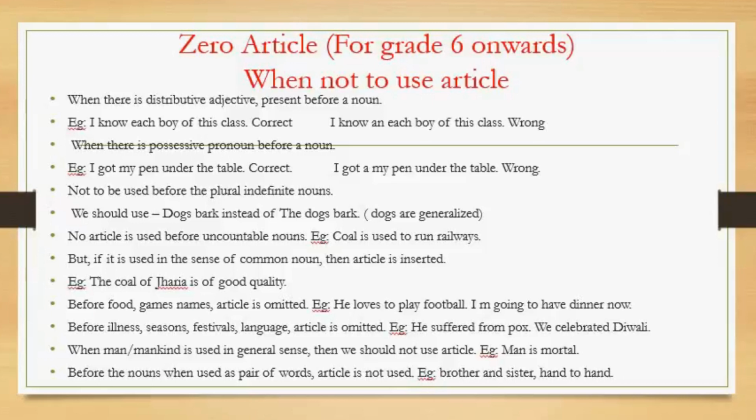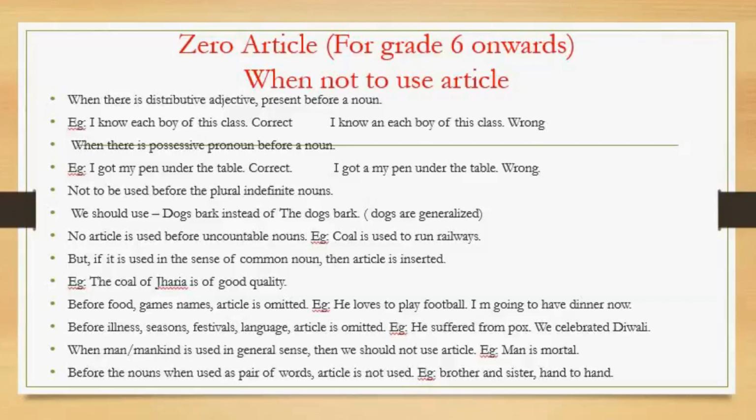Not to be used before the plural indefinite nouns. Let us see the example. We should use dogs bark instead of the dogs bark. Dogs are generalized here, so we need not use the here. No article is used before uncountable noun. Coal is used to run railways. Here it is an uncountable noun. But if it is used as a common noun, an article is used.